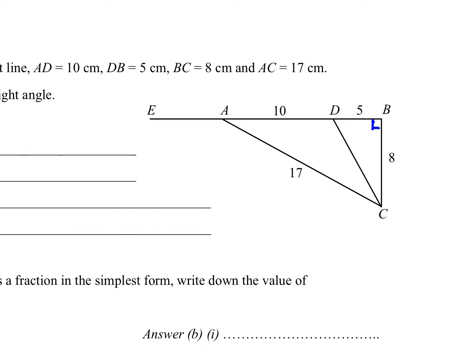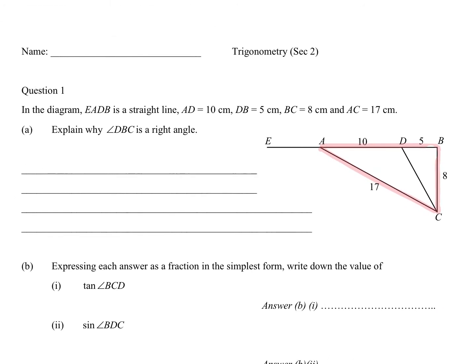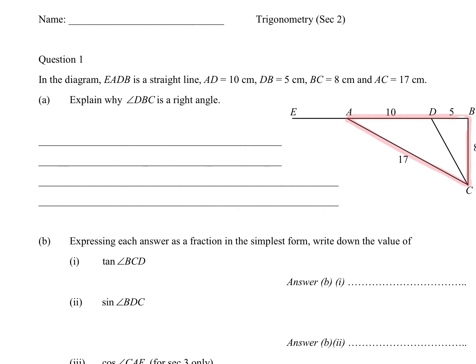So I will not use this triangle to help me to prove my right angle. Instead, I should use a triangle that has more information, and that will be triangle ABC. Because angle ABC is the same as the angle DBC. So if I want to show that this is a 90-degree angle, I need to check whether the lengths satisfy the converse of Pythagoras theorem. Inside here we have these three lengths. The longer side is 17, then the other two shorter sides are 15 and 8.